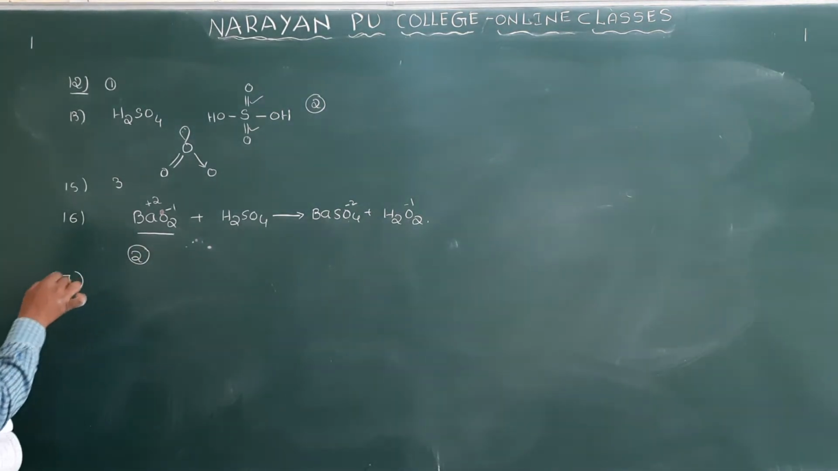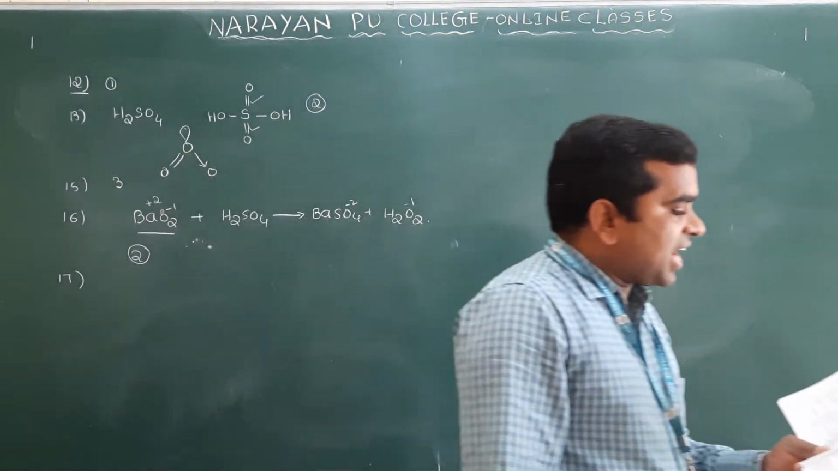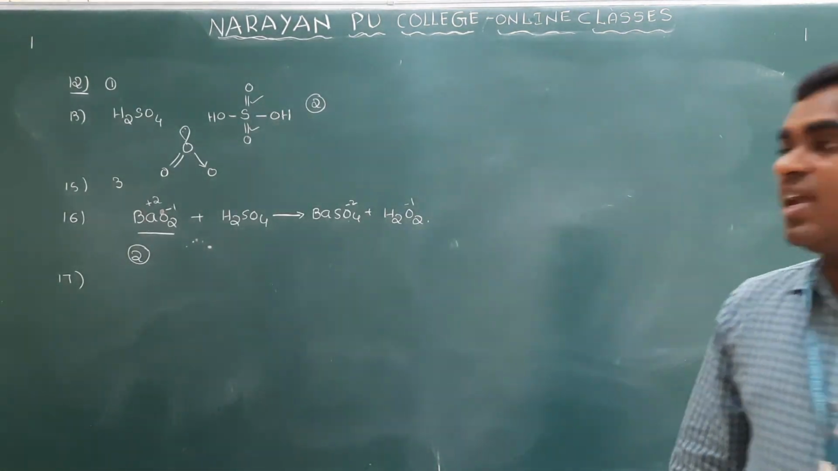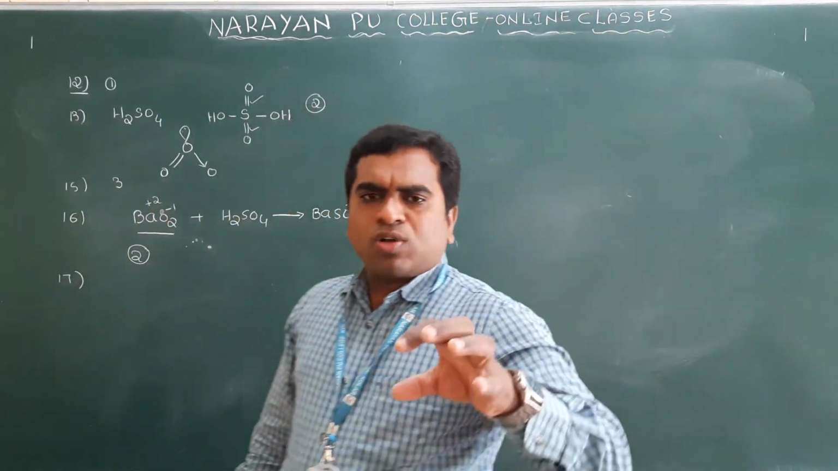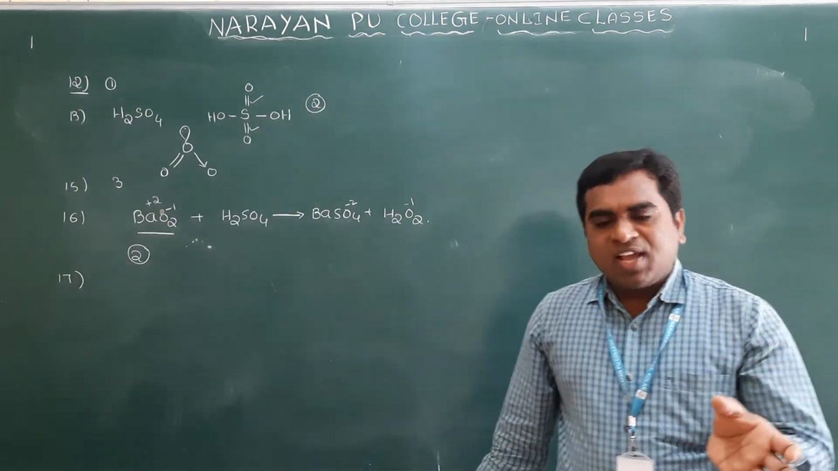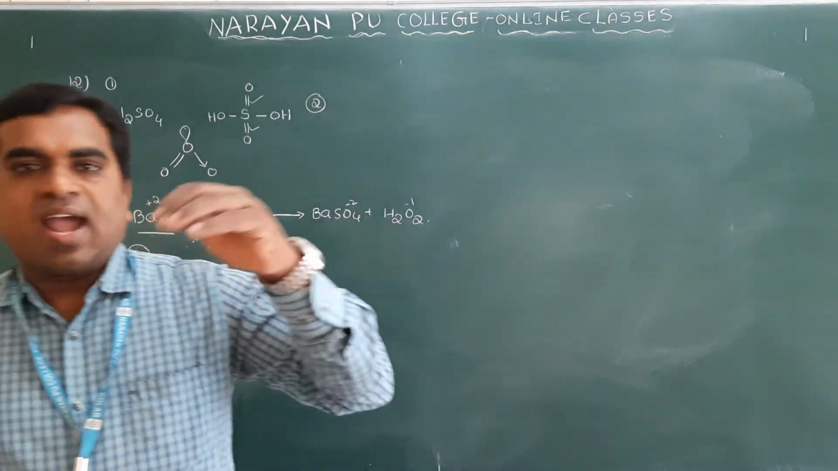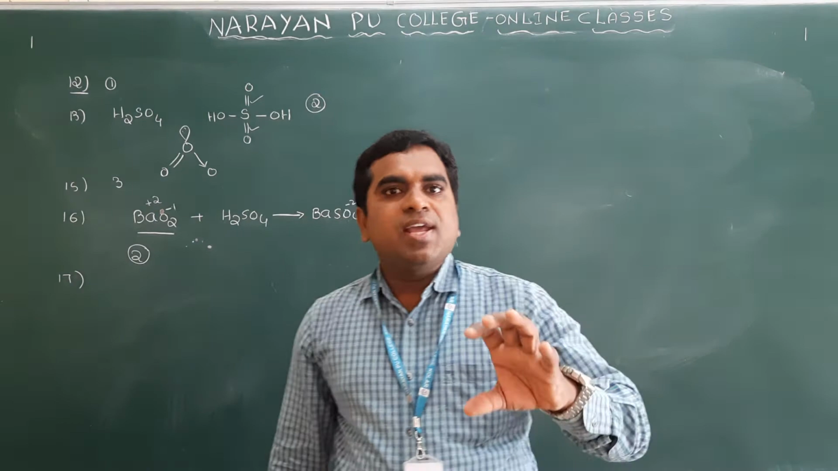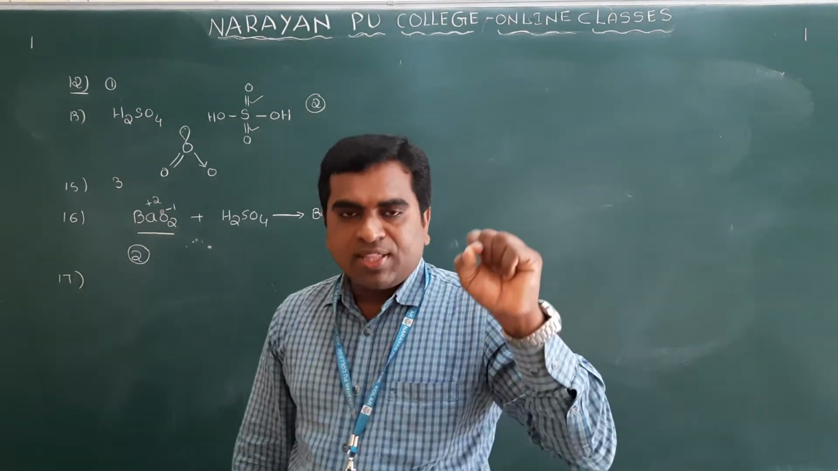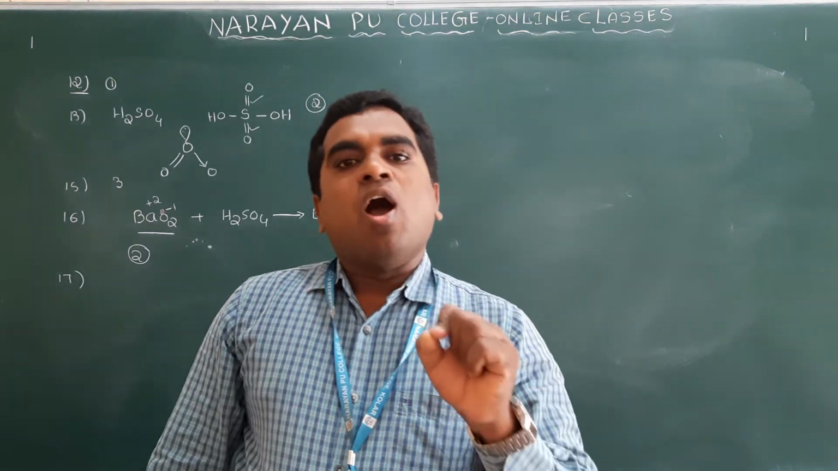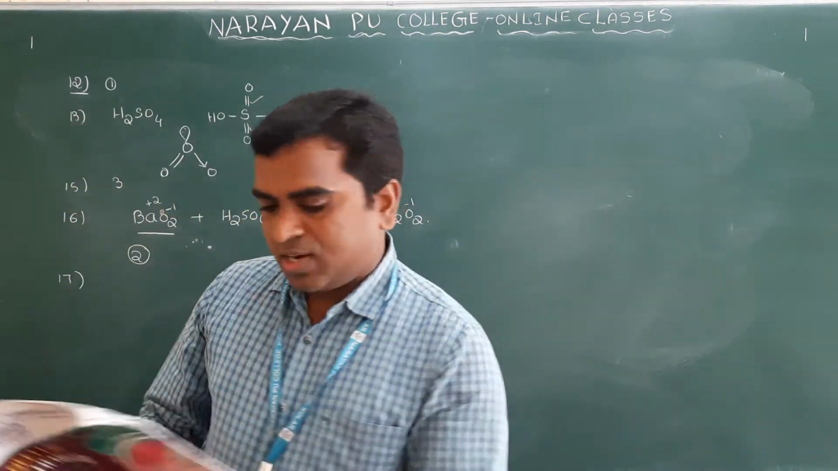Clear? Next one. Question number 17. Which compound acts as an oxidizing as well as a reducing agent? I already mentioned that intermediate oxidation states are there and they act as both oxidizing and reducing agents. If any element is in its highest oxidation state in its compounds, it only acts as an oxidizing agent, and cannot act as a reducing agent. That I already mentioned.